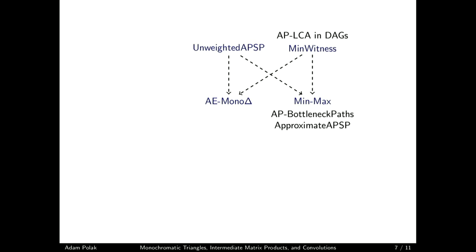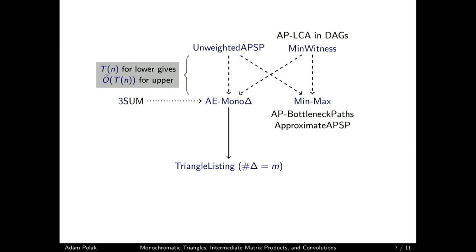So we use this problem to give some reductions. We give reductions from unweighted APSP in directed graphs and all pairs LCA in directed acyclic graphs to monochromatic triangle. By using roughly the same idea, we can also give reductions from these two problems to min-max product of two matrices. So these arrows mean that if you can solve any of the lower problems in some time, you can solve the upper problems in roughly the same time, up to polylog factors.